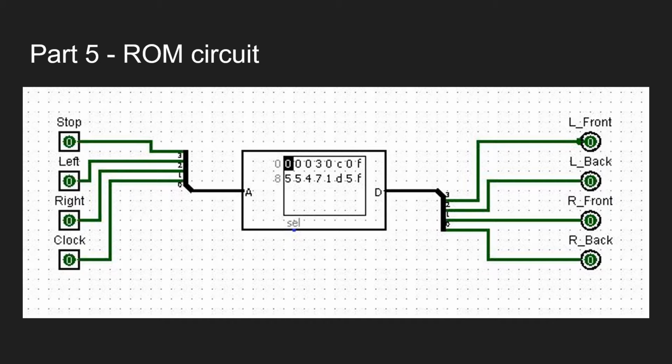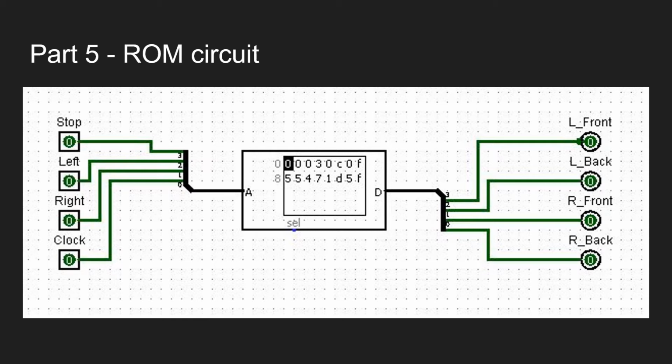Shown here is the full ROM circuit with the 4 inputs and the 4 outputs. It is important to note that the least significant bit and the most significant bit should correspond to the least significant bit and the most significant bit on the splitter. For example, the clock input is the least significant bit in the truth table, and it is wired to the 0 or the least significant bit on the splitter. Now, we can see here that this ROM circuit is exactly the same as the one in the previous slide.